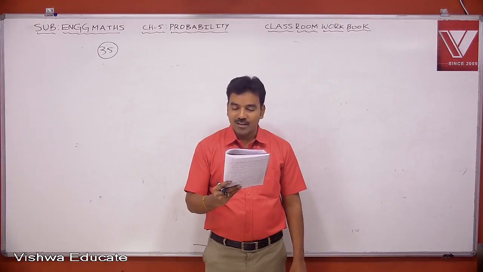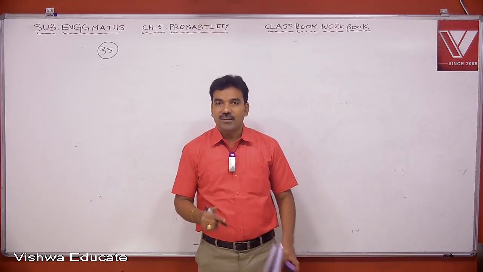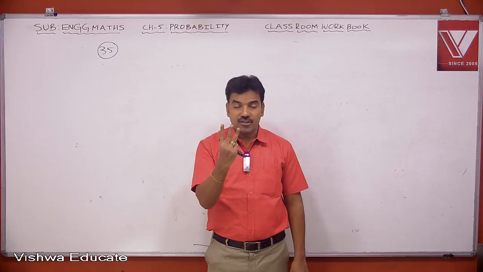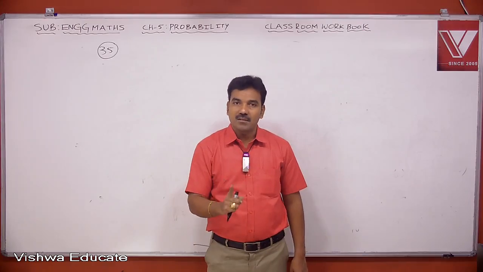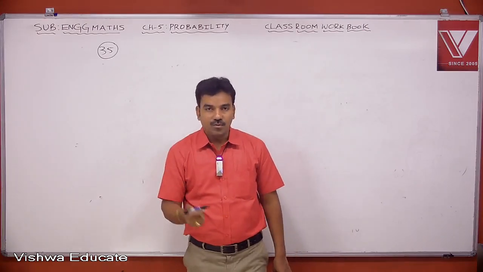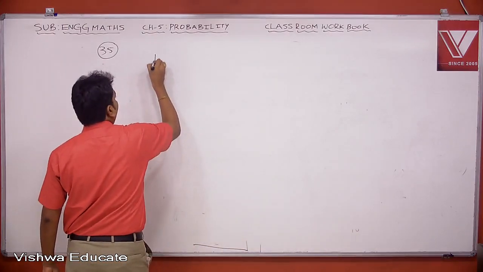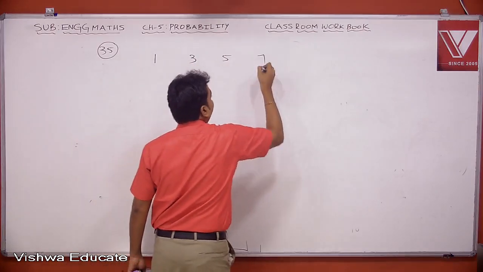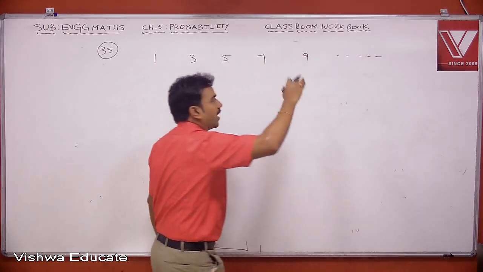So what is the probability? The probability that the required number of tosses is odd. That means the first time I may get the first head, or the third time, or the fifth time, or the seventh time, or the ninth time. So therefore, in this case, the required probability will be like this. First time you may get head, or third time, or fifth time, or seventh time, or ninth time, etc. So many times, infinitely many.